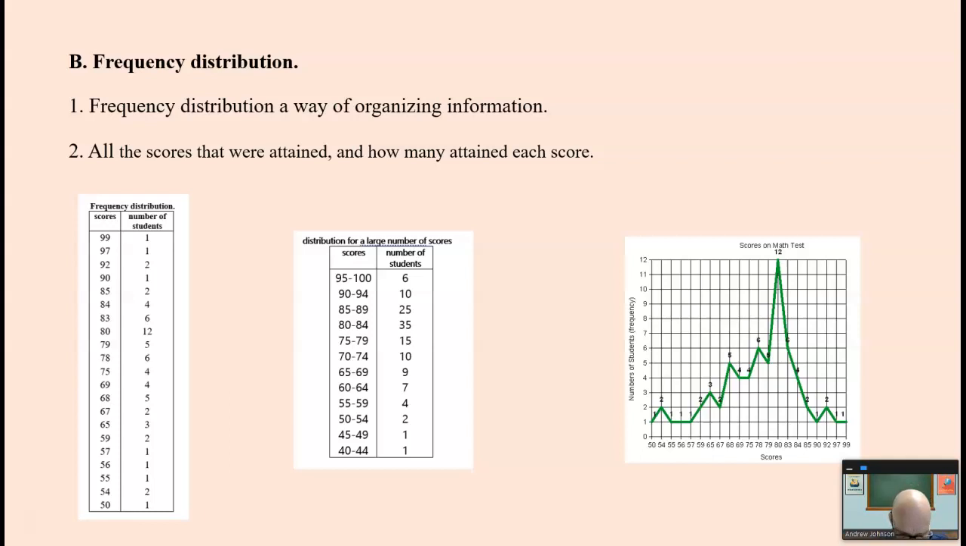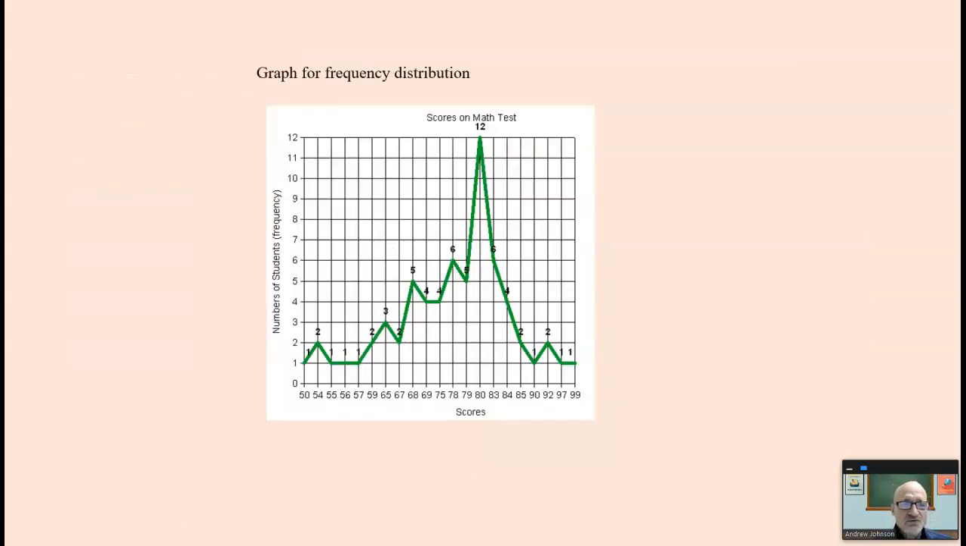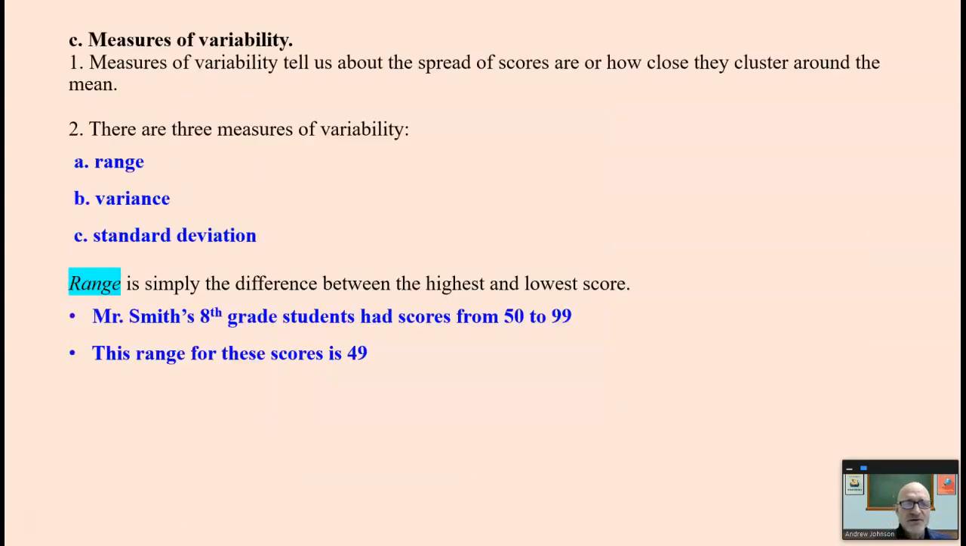Frequency distribution is a way of organizing information: all the scores attained and how many attained each score. These are the scores on the exam and the number of students who scored each. For larger numbers of scores, you can put those on a graph, and you can graph those as well.